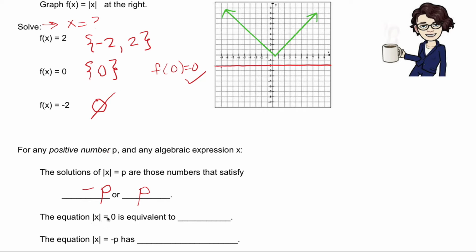When is the absolute value of x equal to 0? Only at 0. When is the absolute value of x equal to a negative number? So -p means the opposite of a positive number, a negative number. When can the absolute value be negative? Never. So we say no solution. The equation, the absolute value of x equal to a negative number, has no solution.